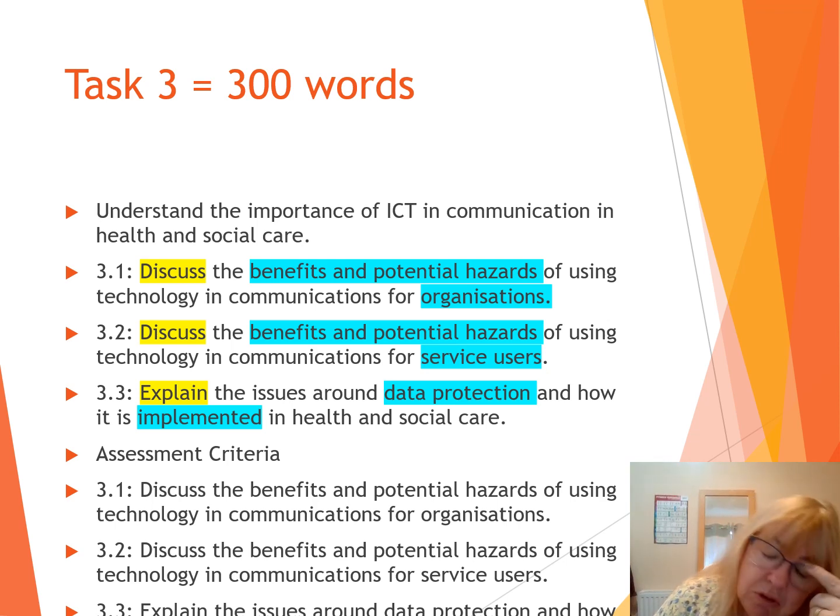First one, you're only talking about benefits for the organization. Second one, you're only talking about benefits for service users. So don't run information about the organization into it. Separate it out nice and clearly. A lot of people end up writing about both, and you're wasting words then.